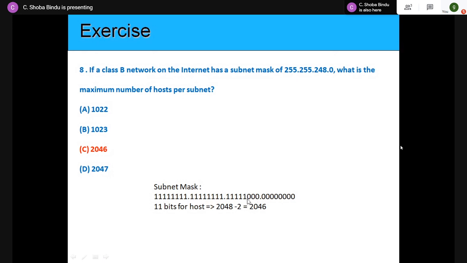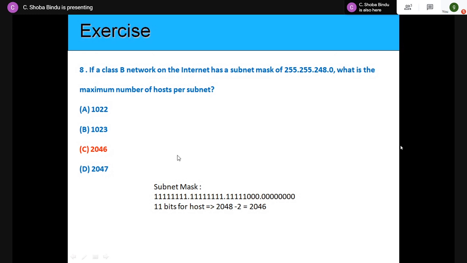So up to this is the subnet mask. How many zeros are there? 8, 9, 10, 11. So these 11 bits are used to represent the number of hosts. So the number of hosts that you can have is 2 to the power of 11. That comes to 2048.